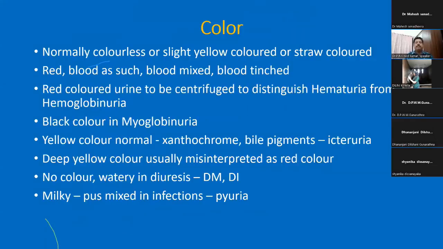Color. Normally, urine is colorless. We all know it is normally colorless, or sometimes slightly yellow. If there is slight oliguria, it may be slight yellow, or straw colored. We can say straw colored urine.